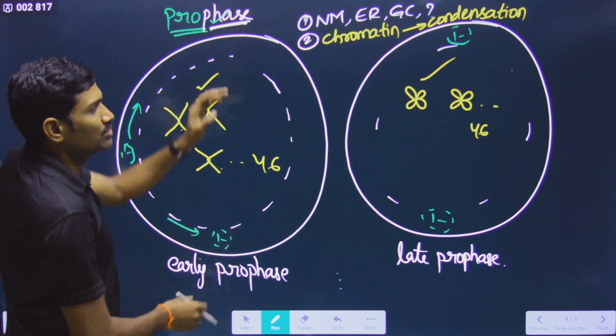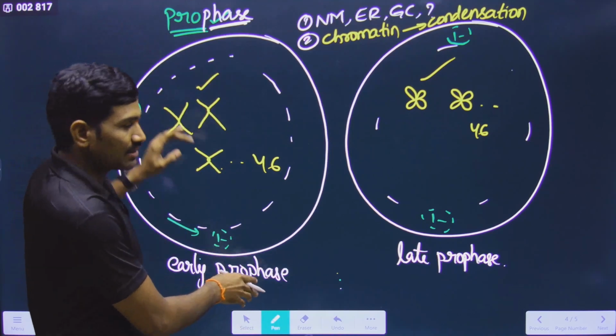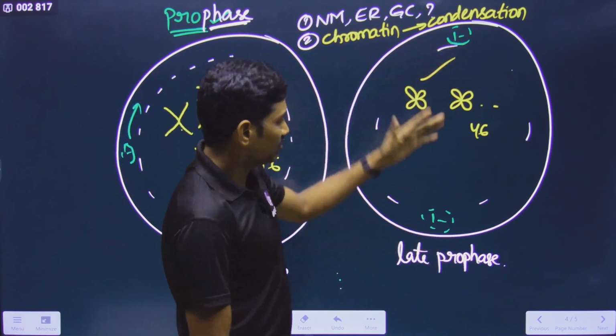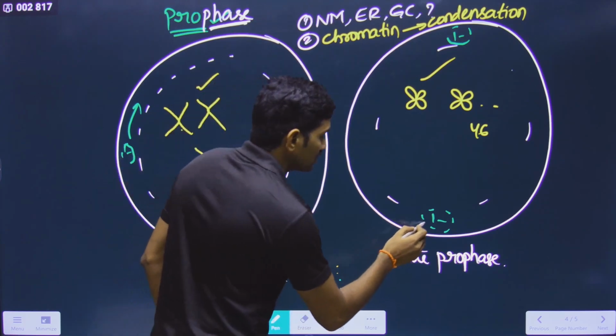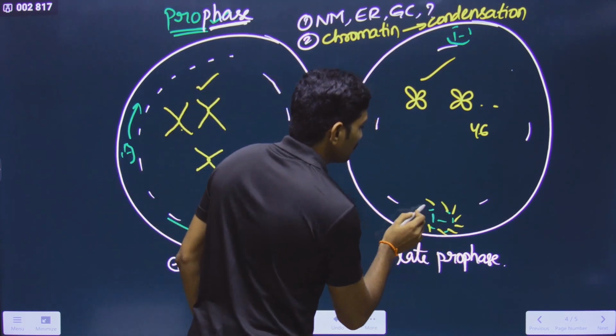Once they are moving to opposite sides, that is the beginning here. In the late prophase, what happens? They have reached opposite poles, and from these poles microtubules have started.